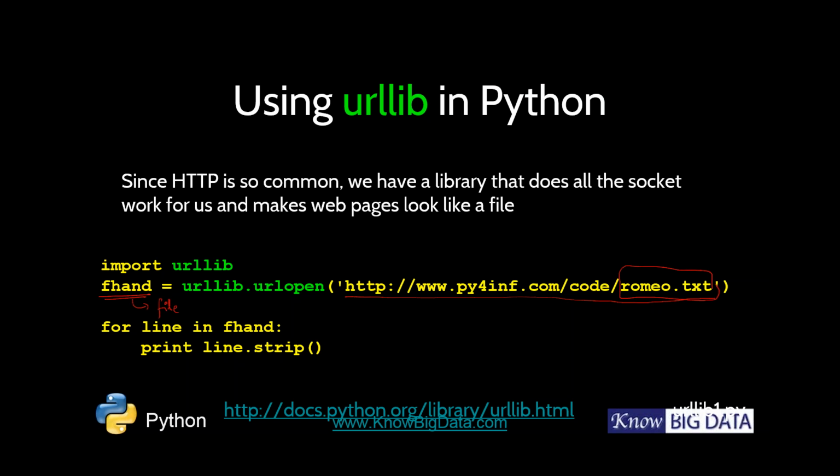This looks very pretty, isn't it? You don't have to worry about sockets and all. You just do a urlopen on the link you want to, get the file handle and read it. And as I said, I have mentioned all the links where I have taken the data from. So this Romeo.text is not mine. That's taken from some other links. So the reference links are mentioned over there on the slides, so you can just browse through them.